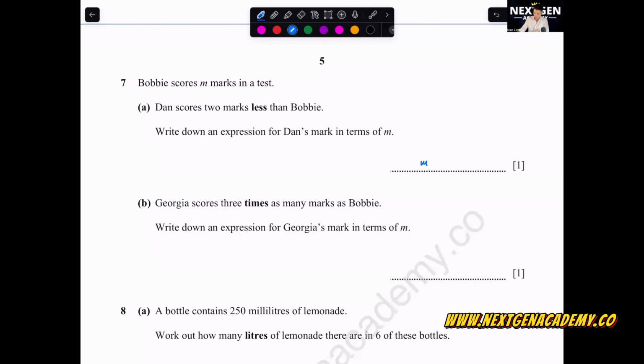M minus 2. Georgia scores 3 times as many marks as Bobby. Write down an expression for Georgia's marks in terms of M. 3M.